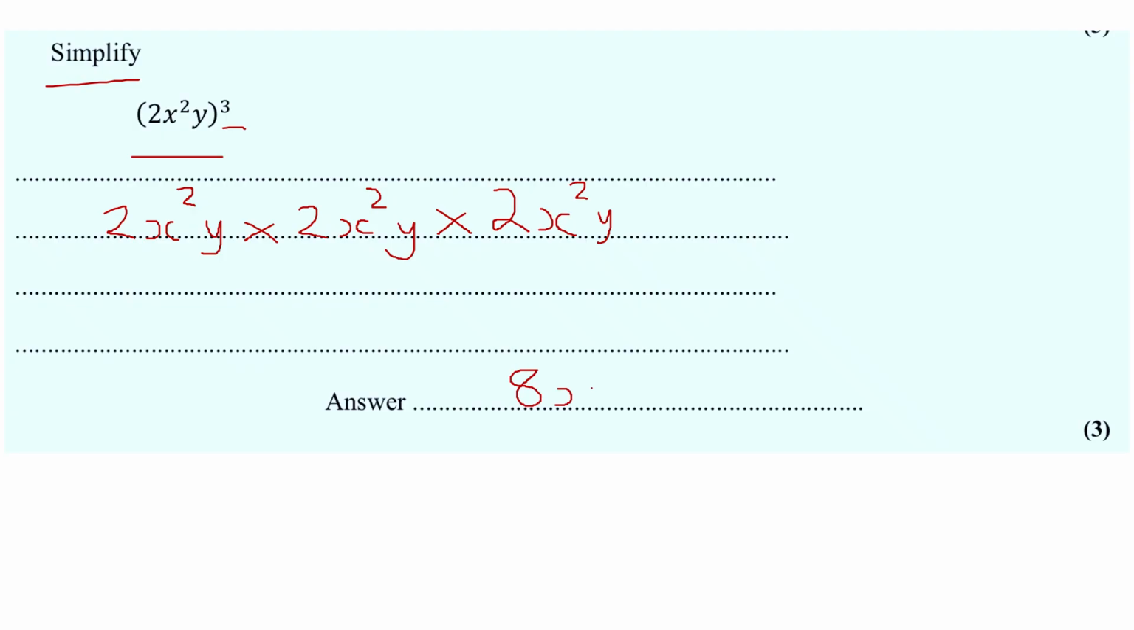That'll be x to the power of 6, because when I'm multiplying with the same base, I'm going to add the powers. Finally, I've got y times y times y, which is y cubed. So my final answer reads 8x to the power of 6 y cubed.